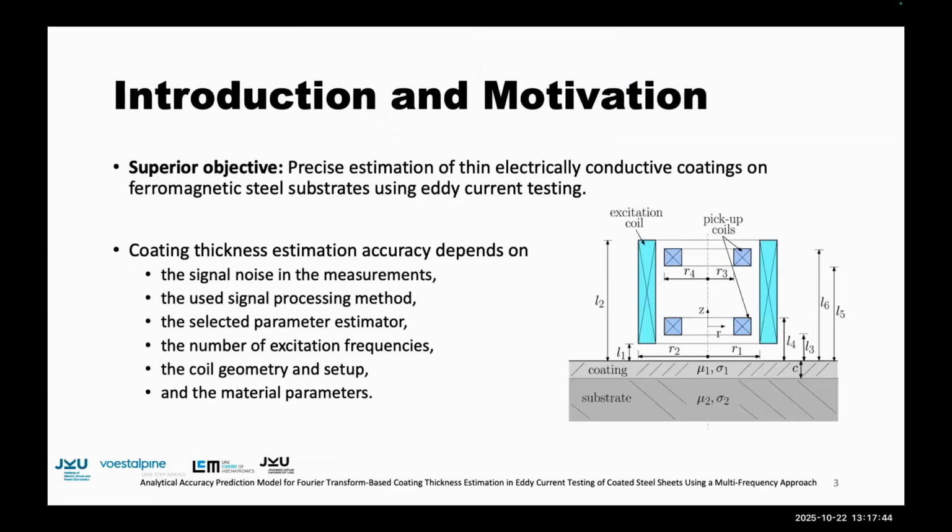At first, I want to give an introduction and motivation of my work. The superior objective is the precise estimation of thin electrically conductive coatings on ferromagnetic steel substrates using eddy current testing. The coating thickness estimation accuracy depends on the signal, noise, and measurement. The used signal processing method, for example, Fourier transformation, the selected parameter estimator, for example, the least squares estimator, the number of excitation frequencies, the coil geometry and setup, and the material parameters.